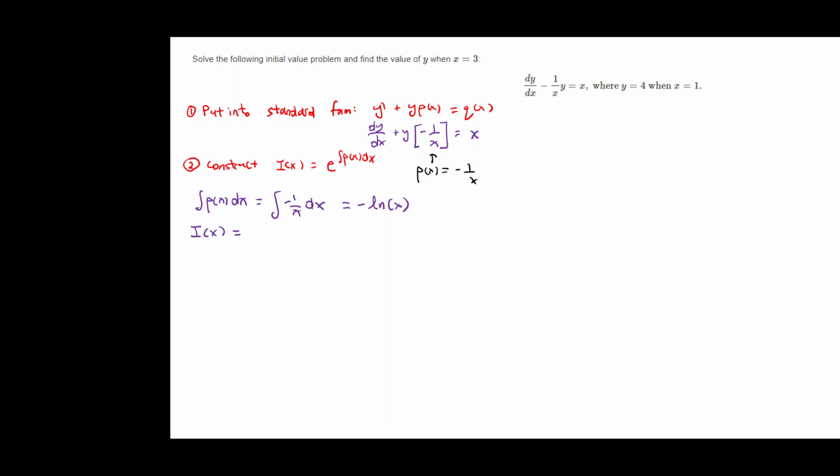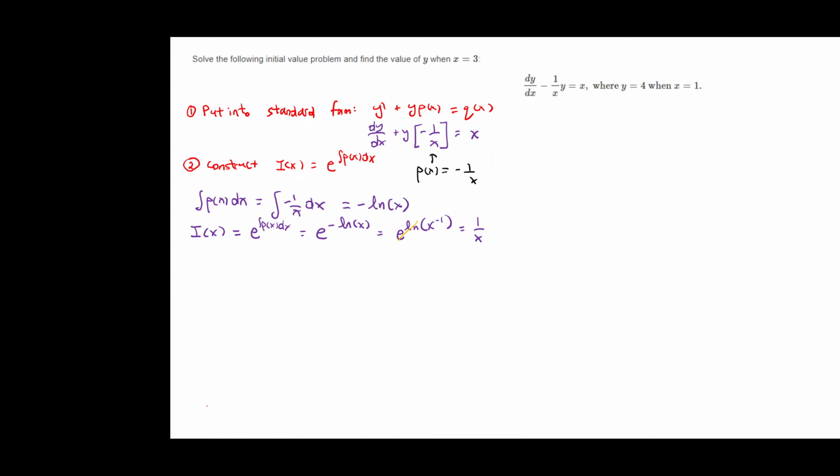Now, I of x, that's e to the integral of p of x. So that's e to the negative ln of x. And we can't cancel it yet. We have to use an exponent law. I'm going to bring up that negative 1 in front of the ln as a power inside the argument of the expression. And now we can use the cancellation law. And I get x to the power of negative 1, which is 1 over x. Okay, so that's my integrating factor. That's my I of x.